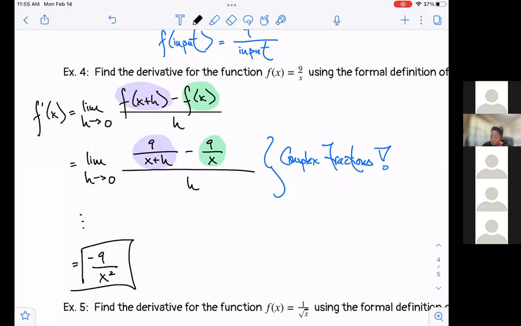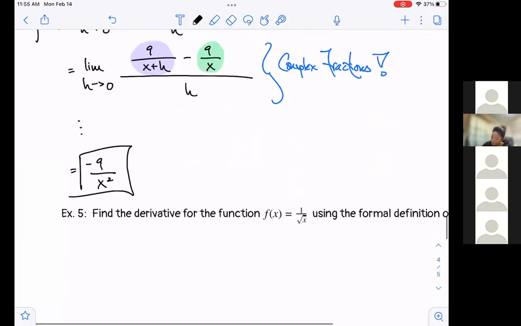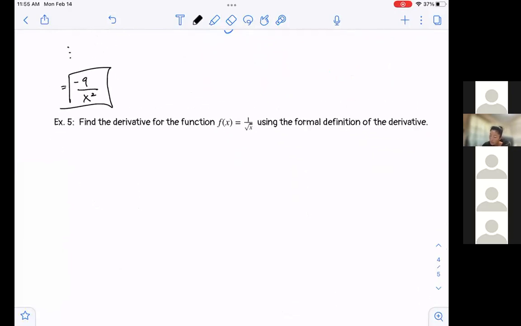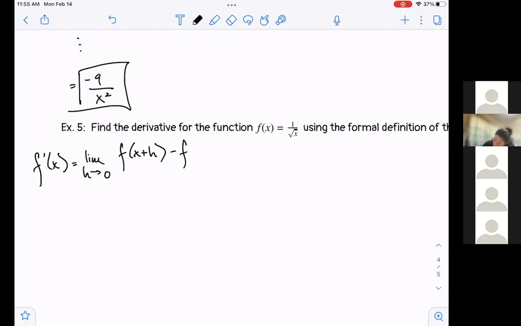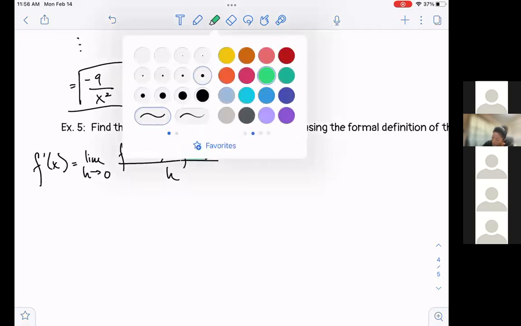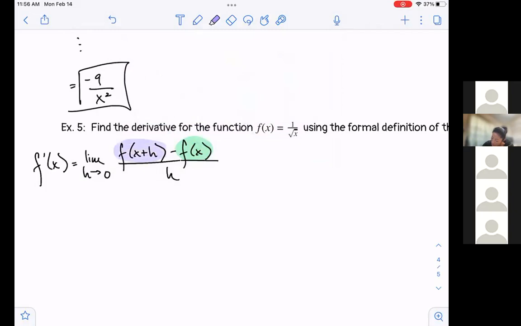All right, let's do one more where we're setting things up. Example 5: find the derivative for the function f of x equals 1 over the square root of x using the formal definition of the derivative. Formal definition: f prime of x equals the limit as h approaches 0 of f of x plus h minus f of x, all over h. We know our f of x, and we have to find our f of x plus h.